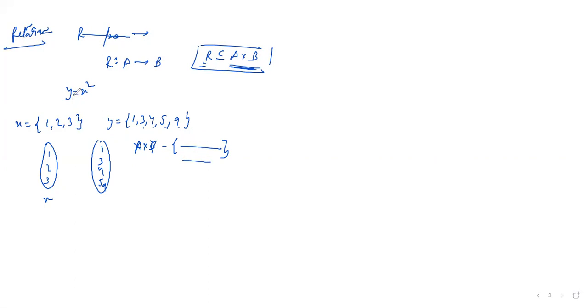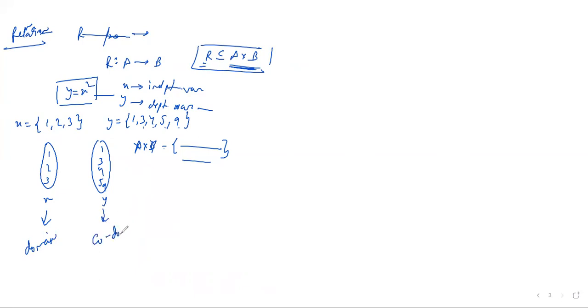And when I talk about the relation that y is related to x by y equals x square, x here is the independent variable, and y here is the dependent variable. See this also: x here is the domain, and y is the codomain, and you can say range.